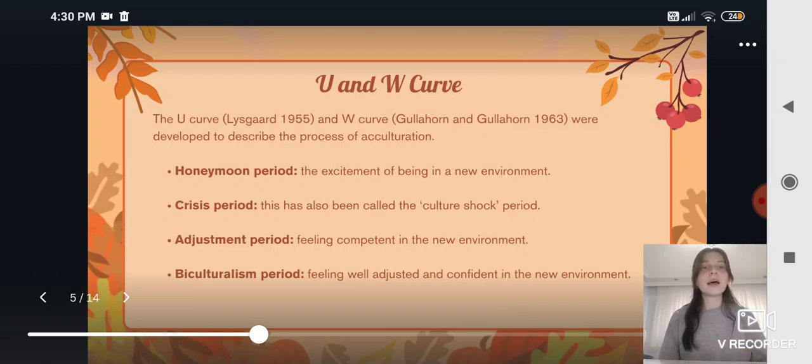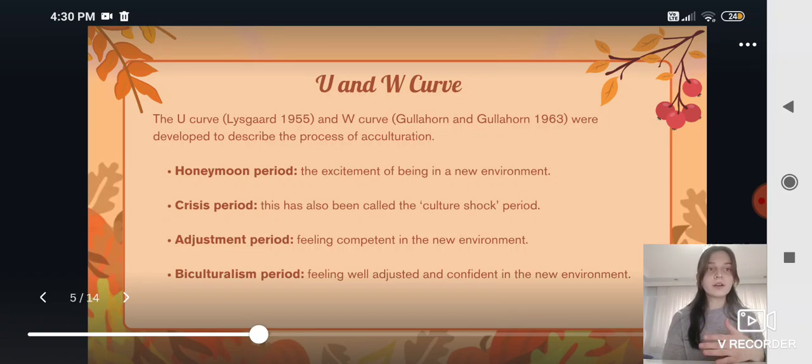The U curve and W curve were developed to describe the process of acculturation. These curves have 4 periods. The first one is the honeymoon period. The honeymoon period is the excitement of being in a new environment. So think about you're moving to another country, maybe for studying for the Erasmus program. So the excitement is our honeymoon period.